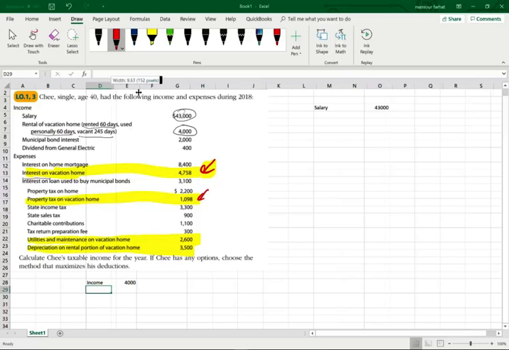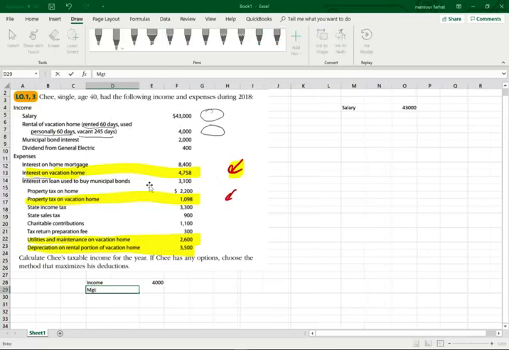Okay, so let me go ahead and say mortgage interest and taxes. How much do we have of those? So I'm going to put the formula here. Mortgage interest and taxes, we have $4,758 for the mortgage plus $1,098 for taxes. Now again, we have to multiply this by the number of days we rented this property relative to the whole year. We only rented the property 60 days. Therefore, we're going to multiply this figure by 60.